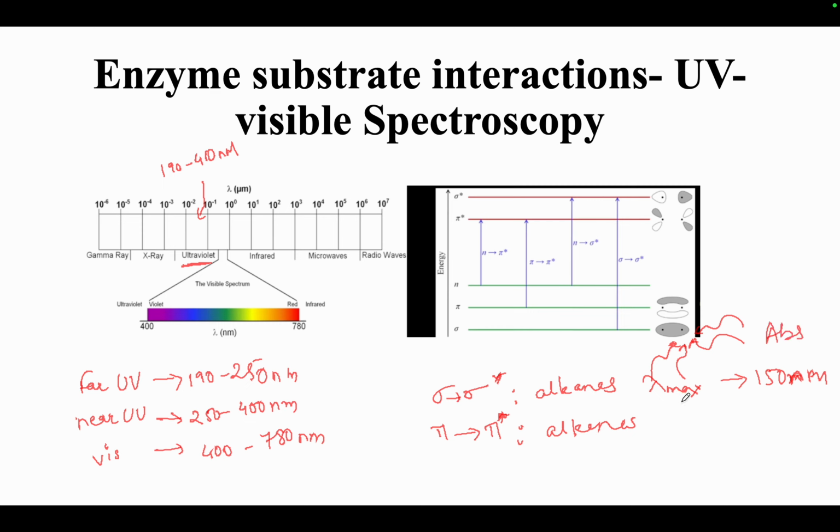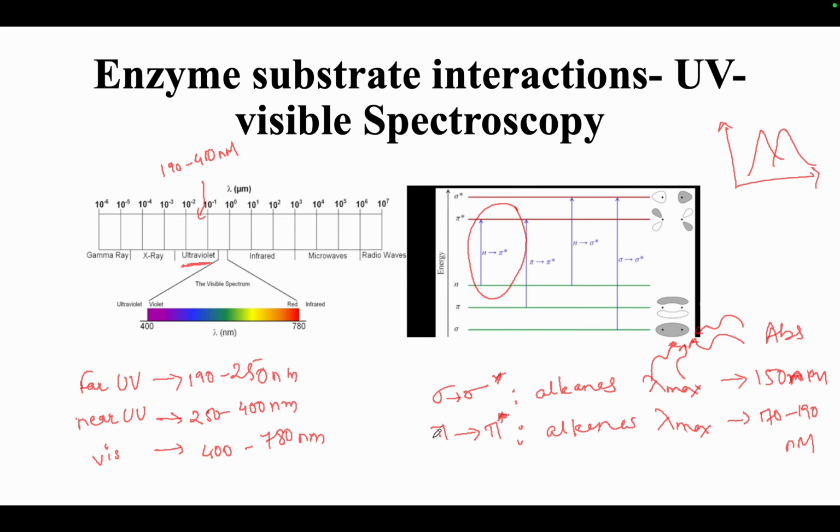At 150 nanometer. Similarly, for alkenes, whenever there is a pi to pi transition, we have a lambda max at 170 to 190 nanometer. That is, we'll get some absorbance peaks like this, for different transitions.